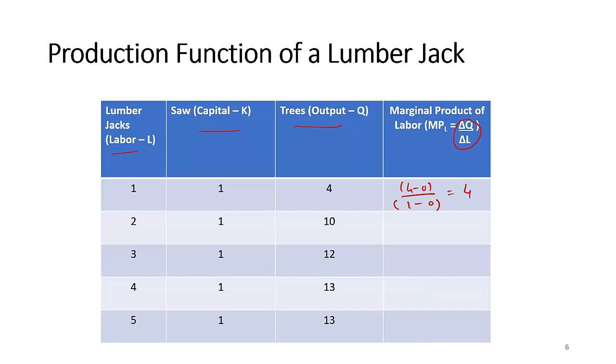So let's keep on doing it. When you hire the second person, marginal productivity is 10 minus 4 over 2 minus 1, which gives you 6. So marginal productivity is 6. And if you keep on doing it, the marginal productivity for the third worker is 2. Marginal productivity of the fourth worker is 1. And the marginal productivity of the fifth worker is 0. And this is the idea behind the diminishing marginal productivity. As you can see, as you keep on hiring labor, initially it increased from 4 to 6, then it kept on decreasing. And this is where the diminishing marginal productivity of labor kicks in.